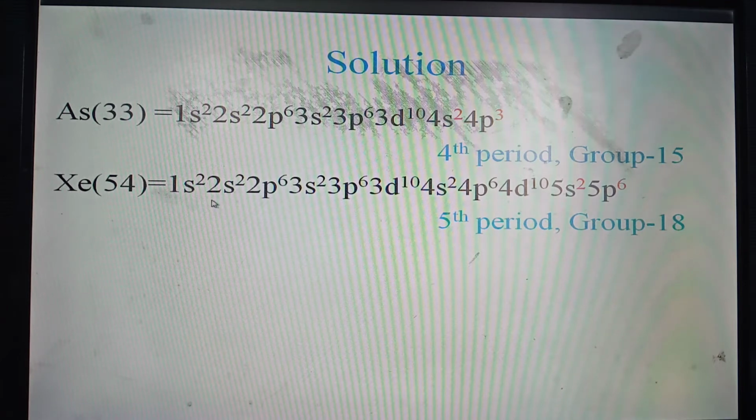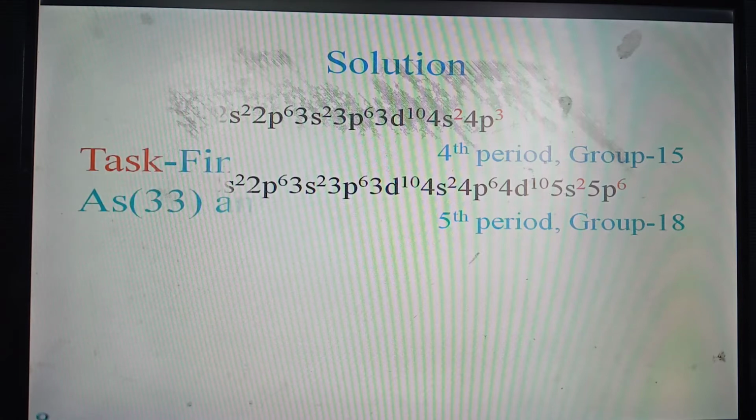Xenon, the electronic configuration is showing that there are 5 energy levels involved here. So it is placed in the 5th period, and the number of electrons in the outermost energy level is 2 plus 6 is equal to 8. 8 plus 10 is equal to 18. So the group number is 18. So xenon is placed at the 5th period and group 18.